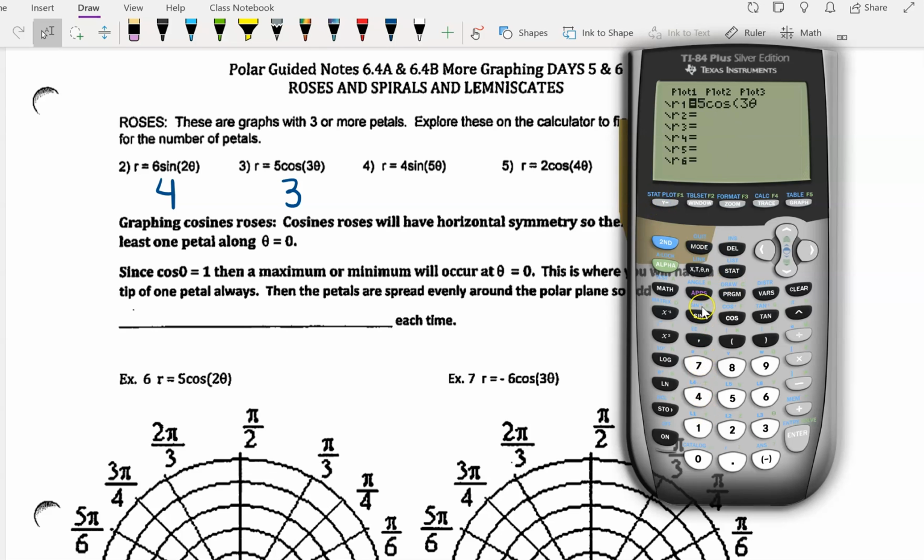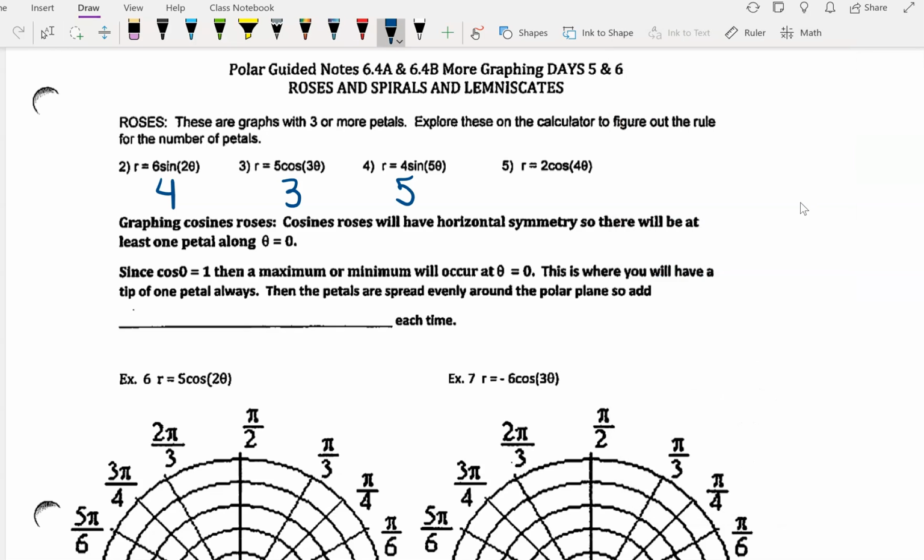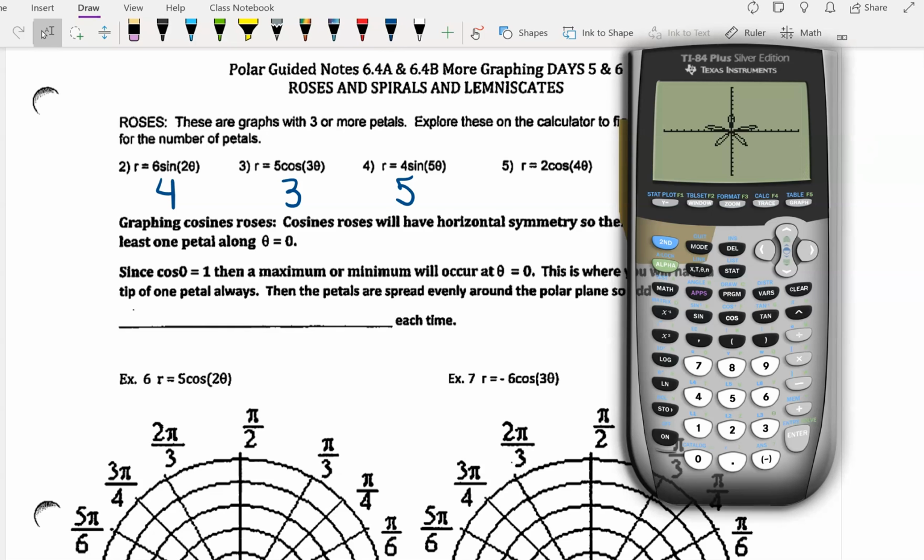Next one, r = 4 sine 5 theta. One, 2, 3, 4, 5 petals. And then the last one is r = 2 cosine 4 theta. And this one gives me a bunch.